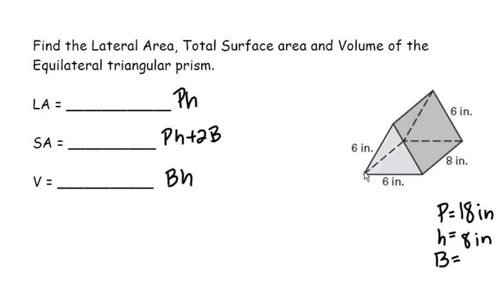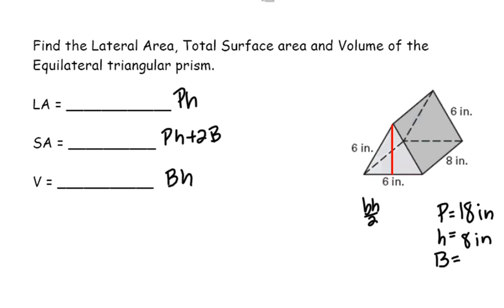Okay, so the area of the base is a triangle, so we can do base times height divided by 2 if we want to find that area. Just keep in mind that this height and this height are two different heights. Don't get those confused. So we need to know what the height of this triangle is right here.